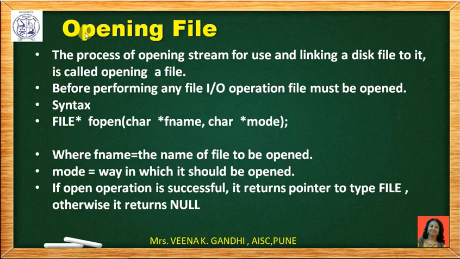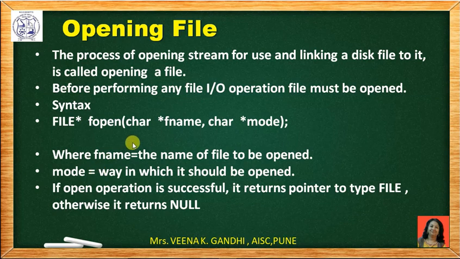The second operation is opening a file. The process of opening a stream for use and linking a disk file to it is called opening a file. So before performing any file I/O operation, the file must be opened. The syntax for opening a file is the fopen function. In round brackets, we provide the file name and the mode in which we want to open the file. It returns a pointer to the file.